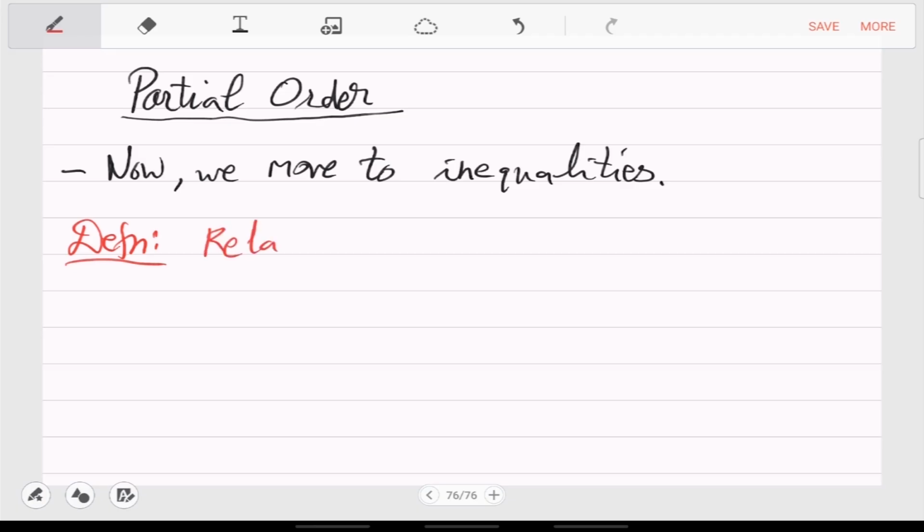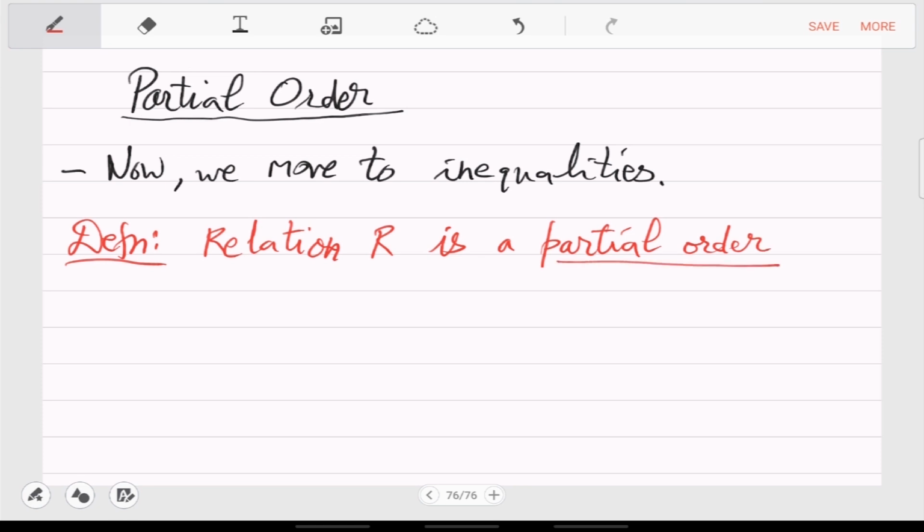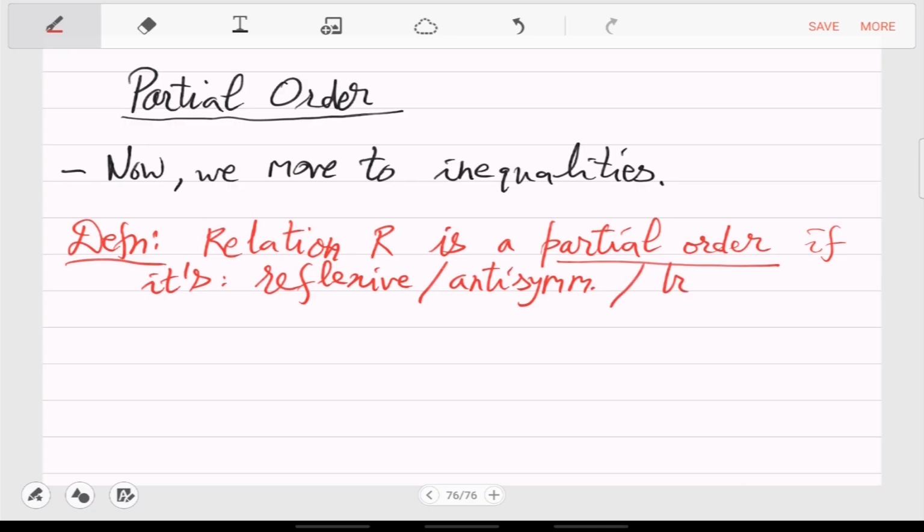So a relation R is a partial order if it is reflexive, antisymmetric, and transitive. Okay, so this is the only change.